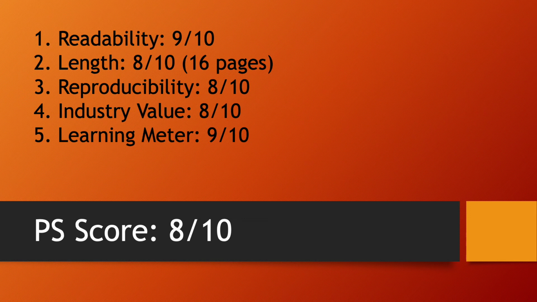Industry value is a bit questionable as it's very specific to implementation of BW tree, so it gets 8 out of 10. It's good to read about BW tree and there are some neat tricks and experiments presented in this paper. So on Learning Meter, I'll give it 9 out of 10. So the overall PS score is 8 out of 10.